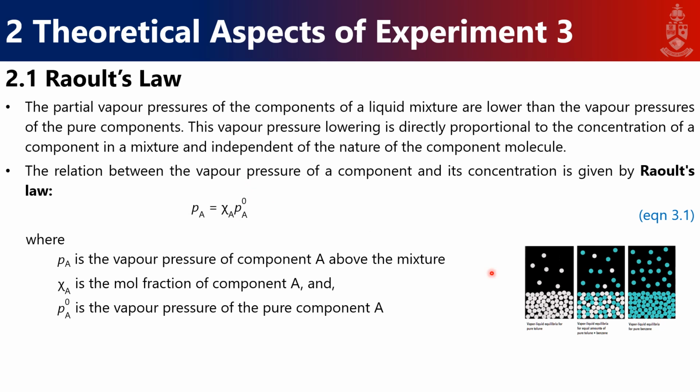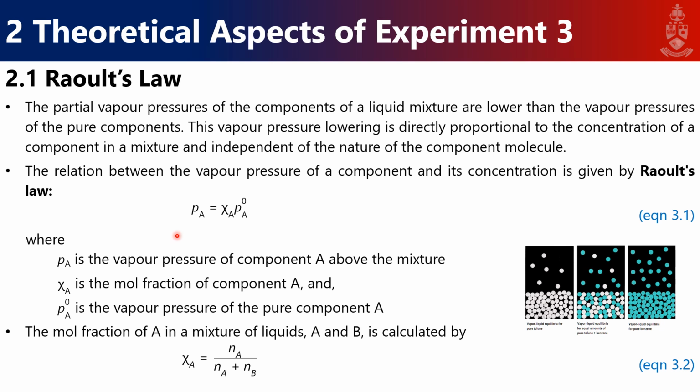So PA naught refers to the vapor pressure here of the pure component, and then PA just refers to the vapor pressure of toluene in my mixture, and χA, that is the Greek letter chi, so we pronounce it chi. So the mole fraction is calculated by χA, and that is the number of moles of component A divided by the sum of components A and B for a two-component mixture. So the number of moles of A divided by moles of A plus moles of B.